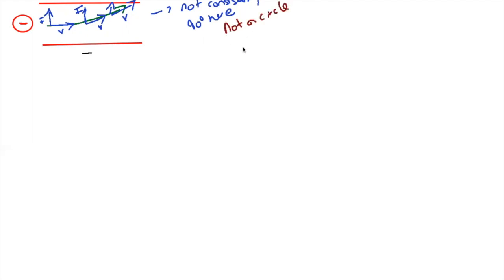At the beginning, the force is upwards and velocity is here, but does it remain consistent? No, because the force is here, but now the velocity is here. That's not 90 anymore. And here it's even worse. Velocity is over here. So force and velocity are not consistently 90 degrees here. That's why we're not going to get a circle. So not a circle. All right, let's do a question here now.